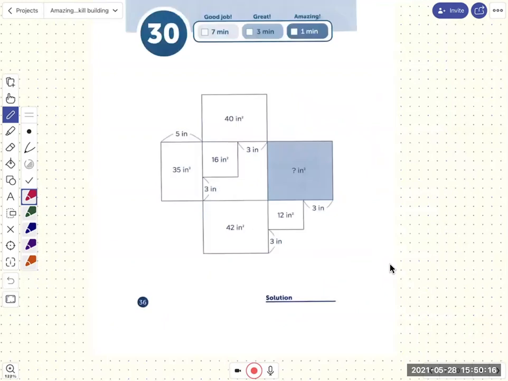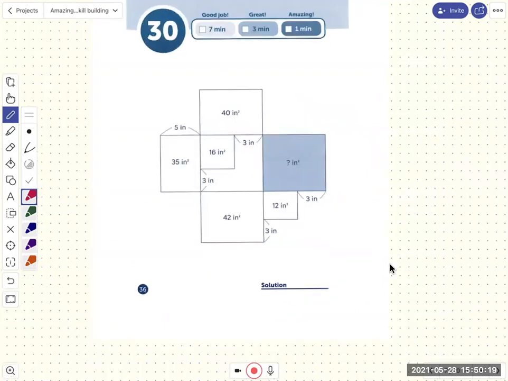Okay, so now let's look at 30. In 30, you can see we've got a bunch of pieces that we're going to put together to get the width and the height of that one. So we start and we say, well, here we go, 5 inches, 35, that's a 7. So we already know one side, we know the 7. And that seems pretty easy, right? And so you think, well, there must be something hard about this, right?